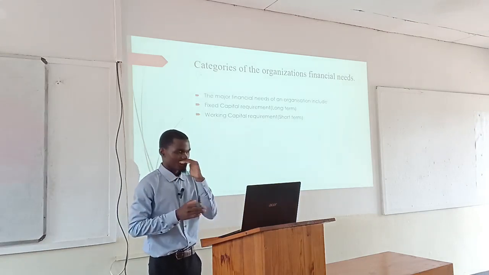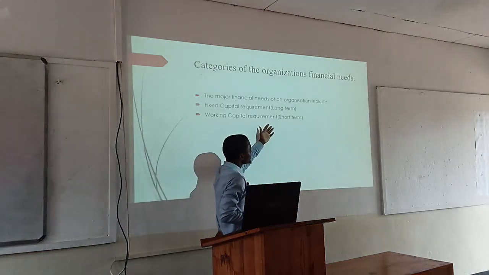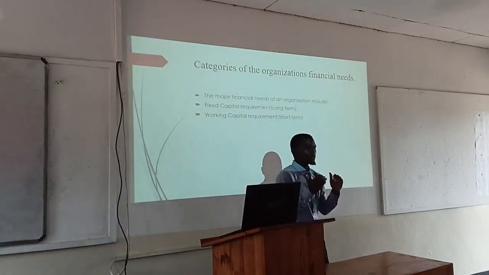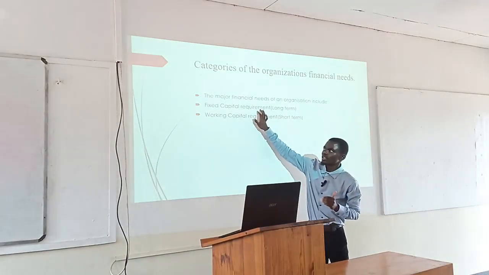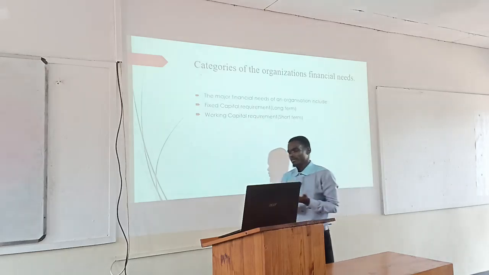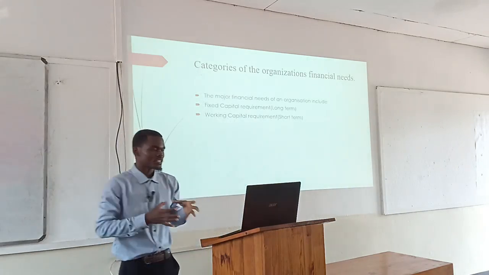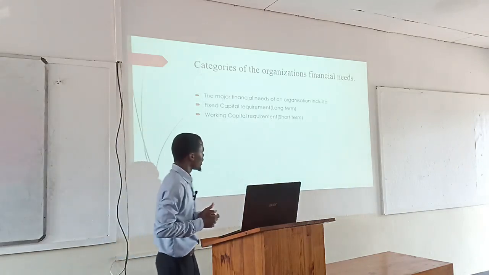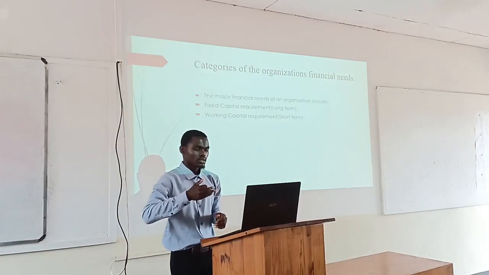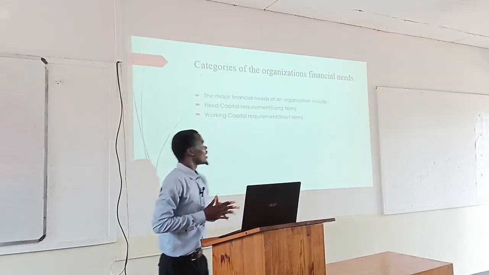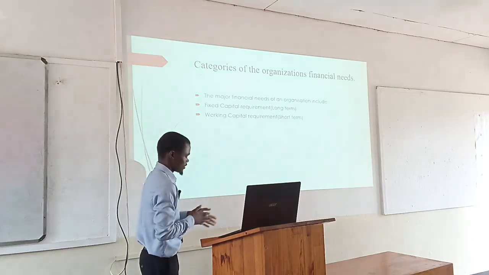For example, if we have a business and we have finances that we want to use for long-term investment, we can purchase, for example, land. Purchasing land is part of a long-term requirement. Purchasing a motor vehicle to use in your business would also be included as one of the long-term investments of an organization. So that's one way an organization would use finances.